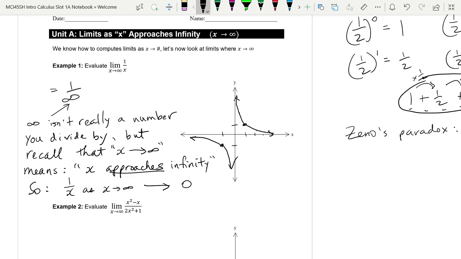Because think about it as a series of fractions, right? Think about it as 1/2, 1/3, 1/4, 1/5, 1/billionth.